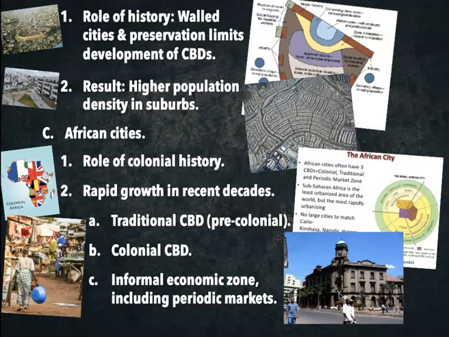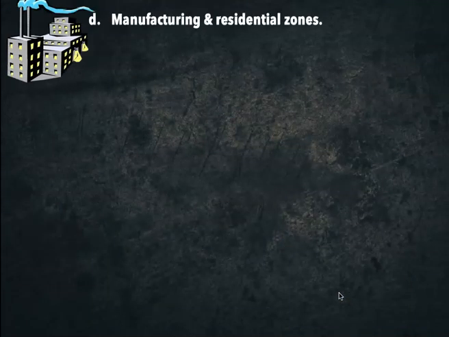It might be agricultural goods. It could be handcrafted goods, things like that. But those periodic markets are like, if you've ever gone to a street market, a farmer's market, it's kind of going down that road. All right. Let's see what's next.